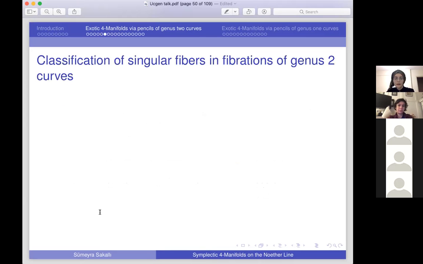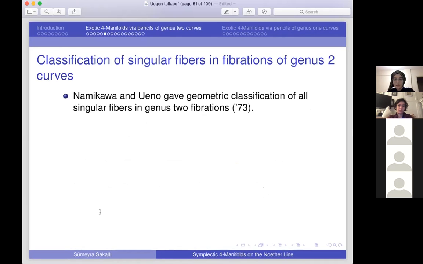Okay. And moreover, in our work, we have worked with a special classification. These are due to Namikawa and Ueno. So they gave the geometric classification of all singular fibers in fibrations of genus 2 curves. So here, these are complex curves of genus 2, and they gave a complete list of all possible singularities.